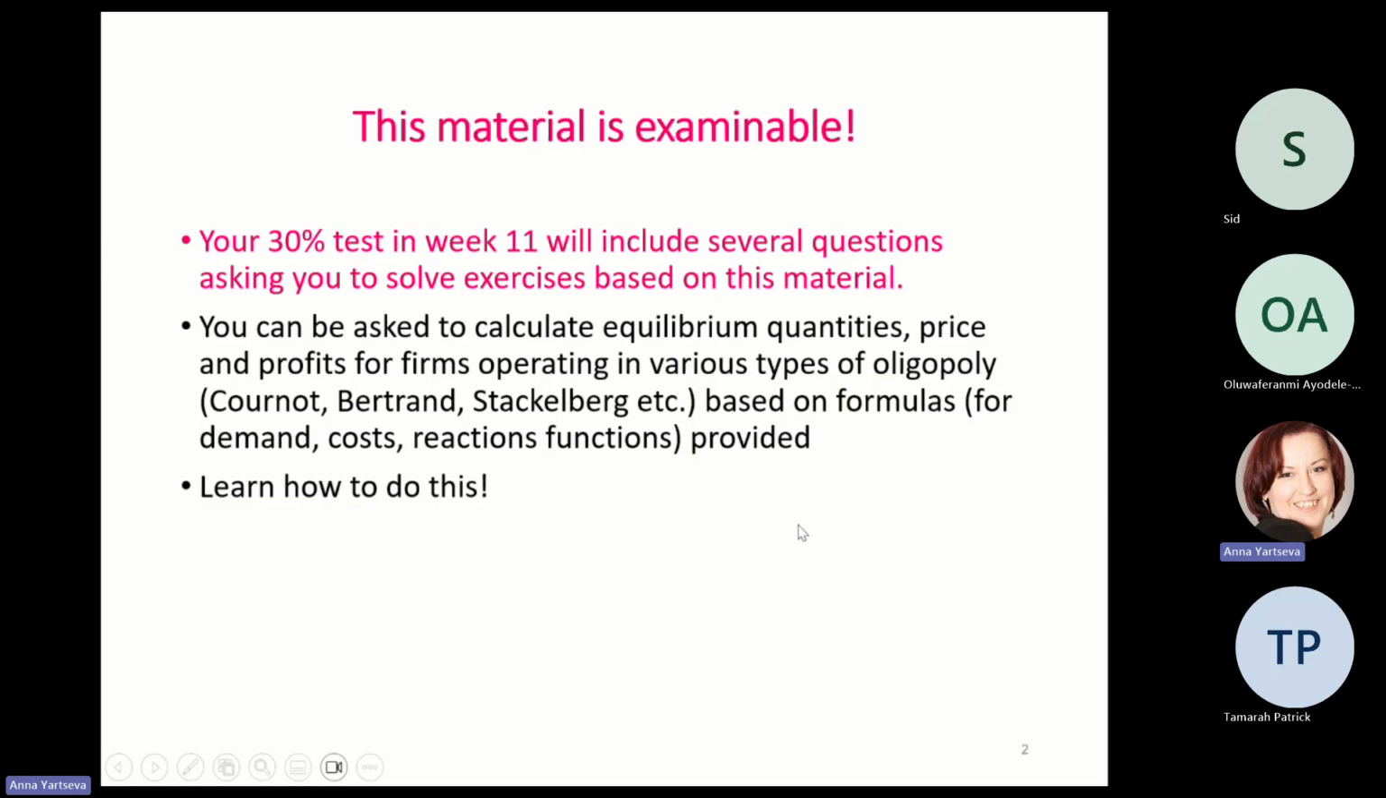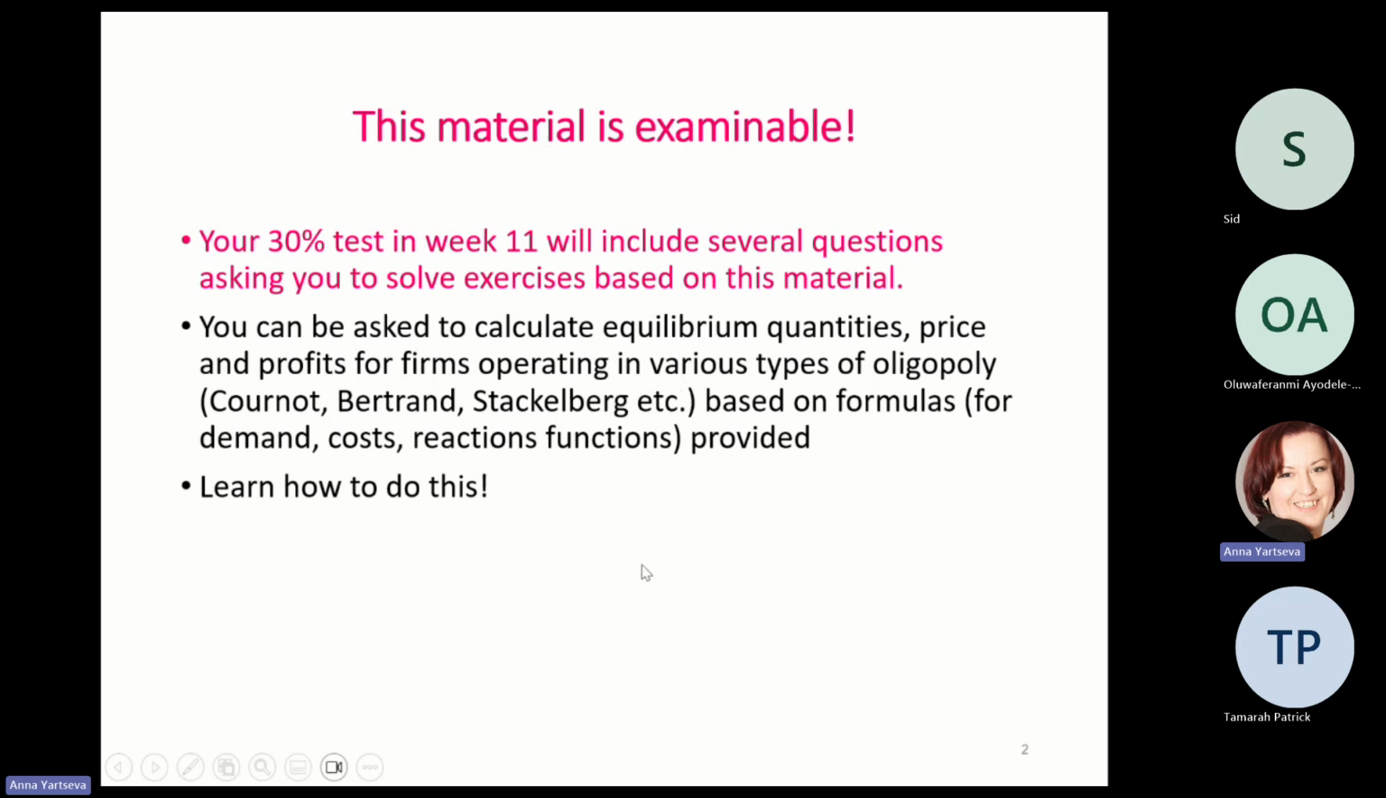For example, for monopoly, you would start with MC equals MR. For perfect competition, you would start with P equals MC, because perfect competition is distinguished by this feature: price is equal to marginal costs. So this is how you would differentiate the outcome, and the result will be different. Quantities, prices would be different. Same here with oligopoly, you solve it slightly differently.